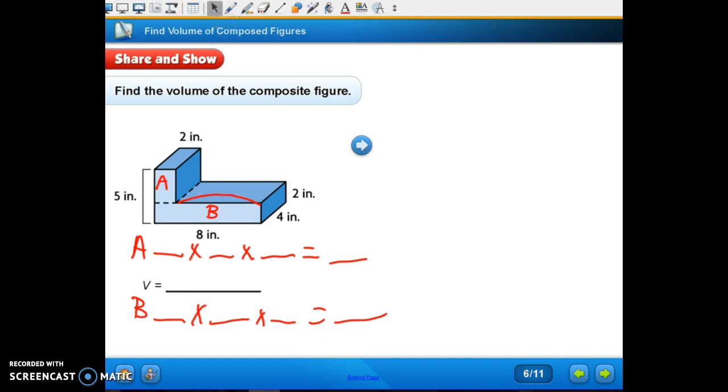Okay, the other measurement you have to figure out is this one right here. Or this right here. Same thing. How do we know what that is? Altogether it's 5. What's the height of this larger one? 2. So what is this measurement? 3.